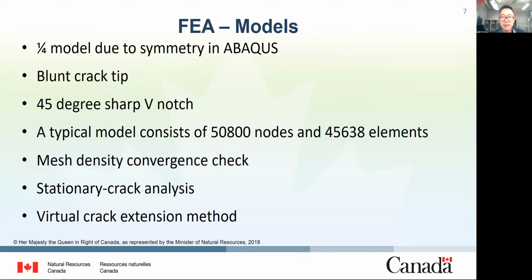The elastic plastic model based on the J2 incremental theory of plasticity and isotropic hardening was assigned to the material. The model had a number of nodes and elements of approximately 50,000 and 45,000. The in-plane and out-of-plane mesh density convergence was also checked, and the J values were calculated using the virtual crack extension method and averaged in the thickness direction.